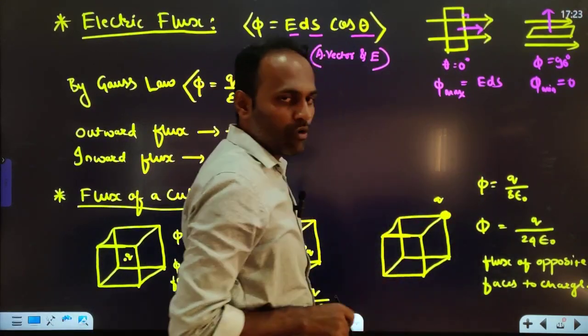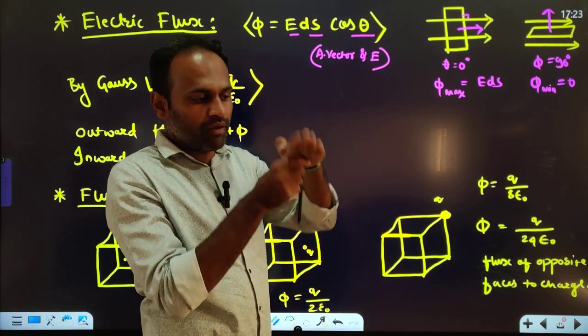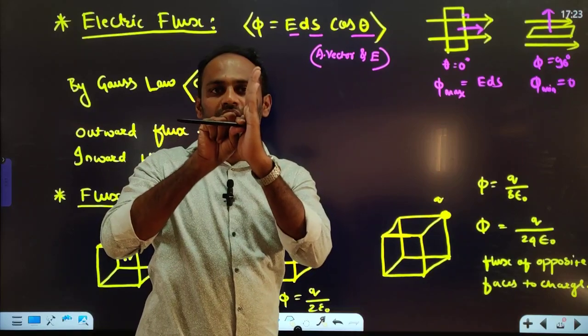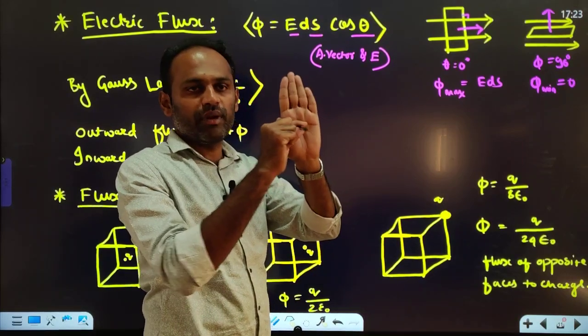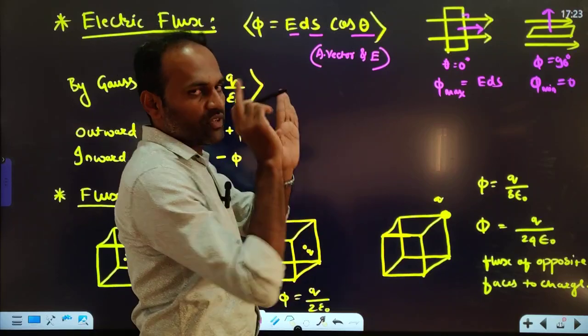But the area vector, how will it be? This is the surface area and the area vector is perpendicular. However you take, if you hold the area like this, the area vector will be like this. If you hold it like this, it will be like this. So for a surface area, the area vector will always be perpendicular.